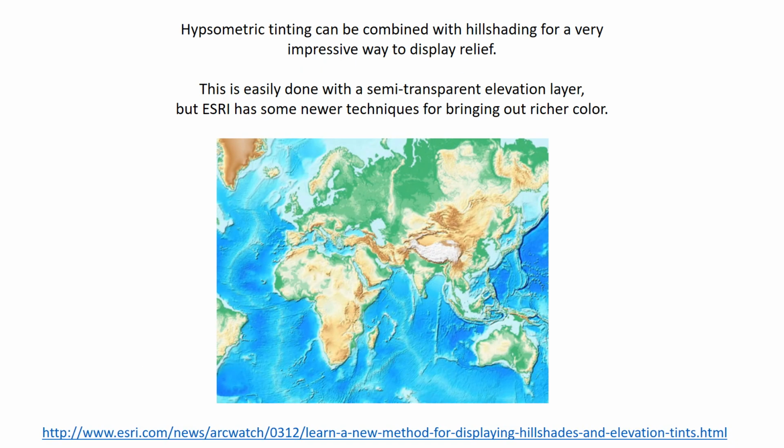These kinds of techniques, combining a hypsometric image with hill shading, are really powerful. This is commonly done with a semi-transparent elevation layer. But again, if you've got a moment, I would encourage you to pause the video and take a look at this website. This is one of the Esri blog posts talking about new ways of representing this combination between a hill shade and elevation values.